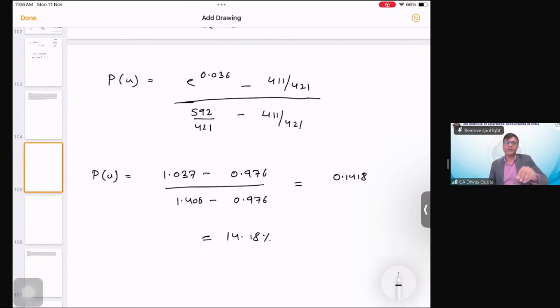Clear, students? Any question, any doubt in this? It was a very easy question. It just asked us to calculate the probability, that's all, for a 592 rupees price. And using our knowledge of the binomial model and risk neutral method, we have calculated the probability.